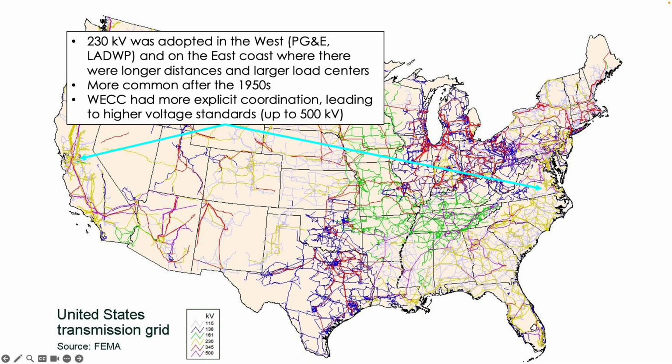WECC, which is the Western Interconnect. So that is the three main interconnects of our grid. ERCOT, which I just mentioned. WECC is the Western Interconnect, and that's basically everything from around here to the coast, and then you have your Eastern Interconnect, which is the rest. So WECC had a lot more explicit coordination than a lot of the other areas, which ended up leading to higher voltage standards.